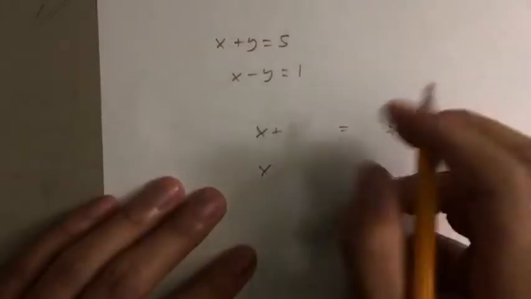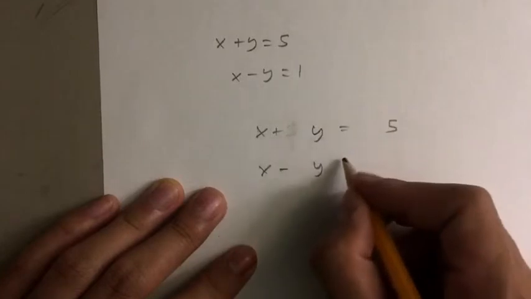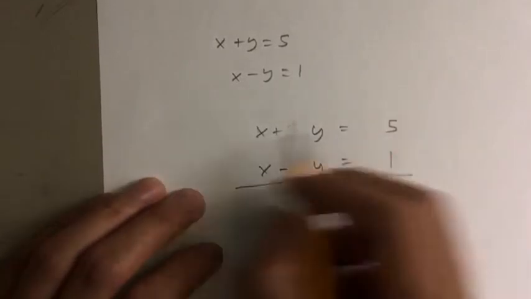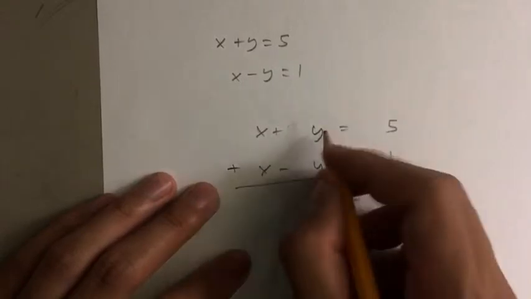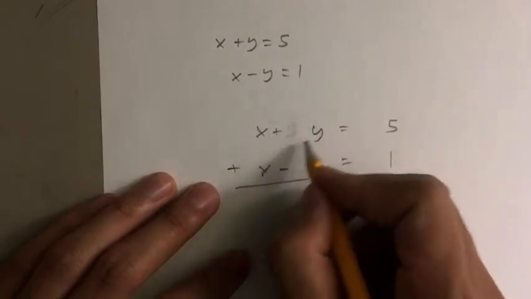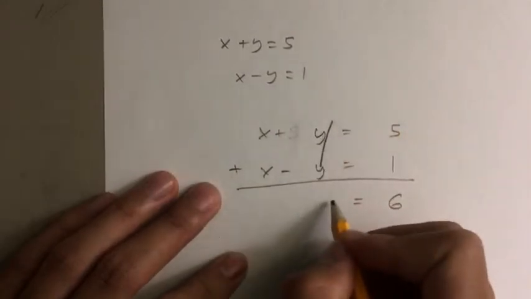Oops. Sorry about that, folks. Minus y equals 1. So let's add these terms, just like you would. So we have 6. Y minus y, y plus negative y, same thing. So that's 0. So just don't put anything there.